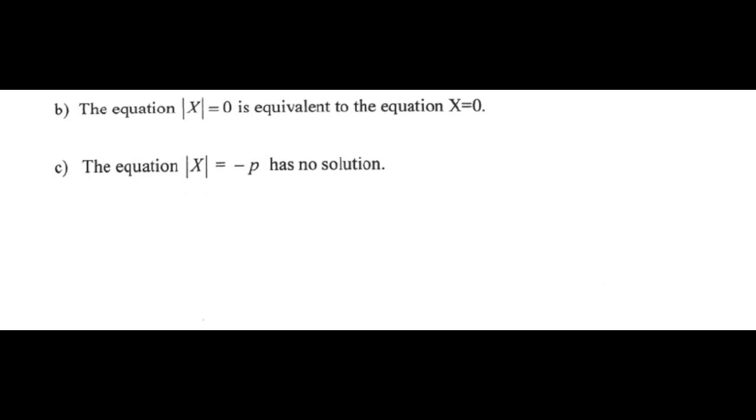The equation, the absolute value of x equals negative p, has no solution. You cannot take the absolute value and get a negative answer. It will always be positive. So let's just say that that one has no solution. And that's the end of section 1.6.